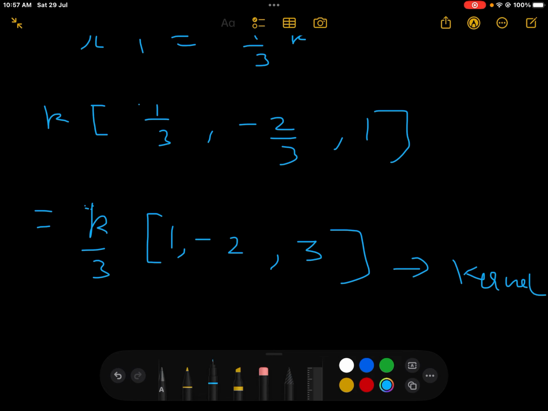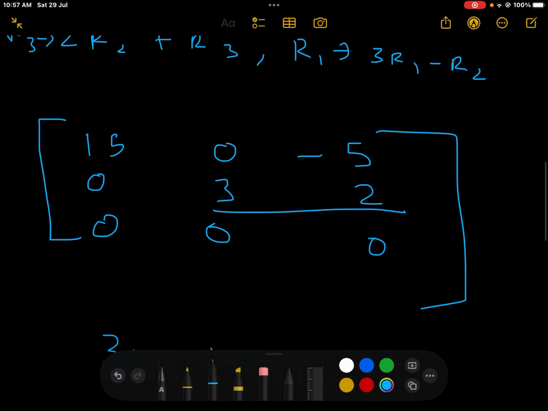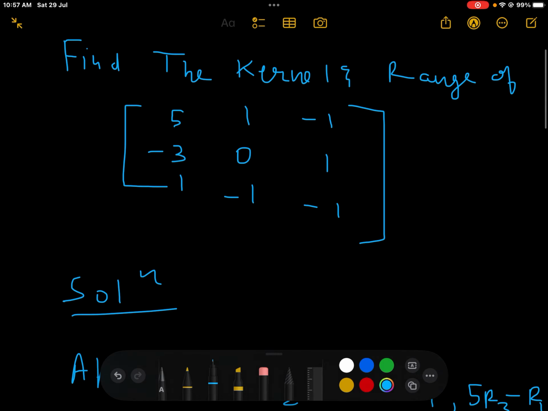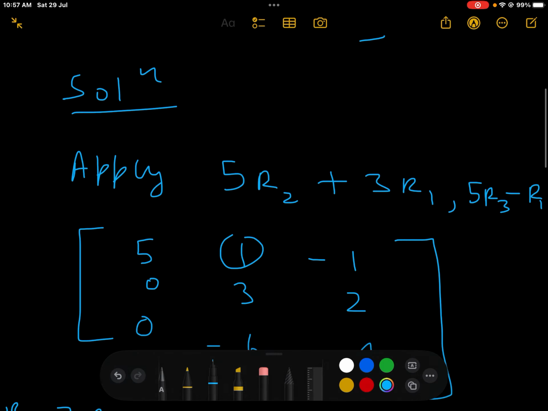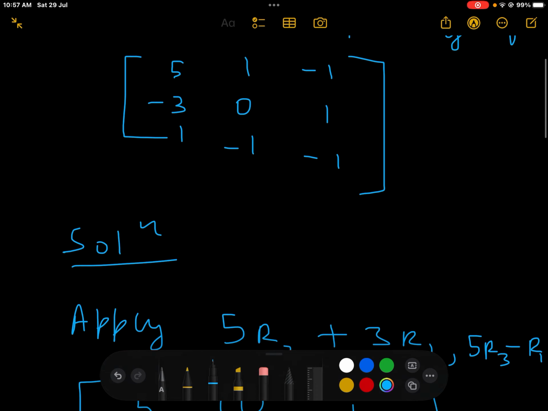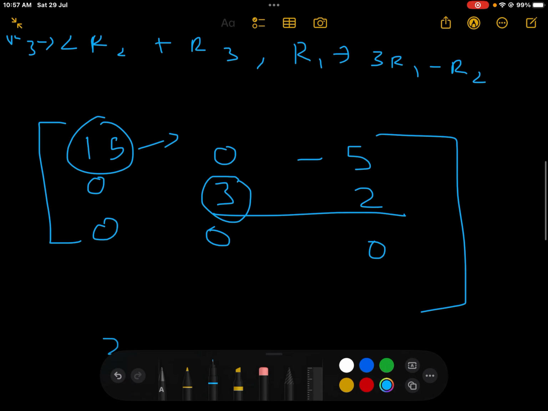Now for the range, we need to look at all those columns in this matrix which contain the pivot elements. Our column 1 contains the pivot. If we divide this by 15, it will become 1, and our column 2 contains the pivot. So both these columns, column 1 and column 2, in the original matrix will give the range for the given matrix. In the original matrix, 5 minus 3 1 is the column for 15, this pivot here, and 1 0 minus 1 is the column for the second pivot.